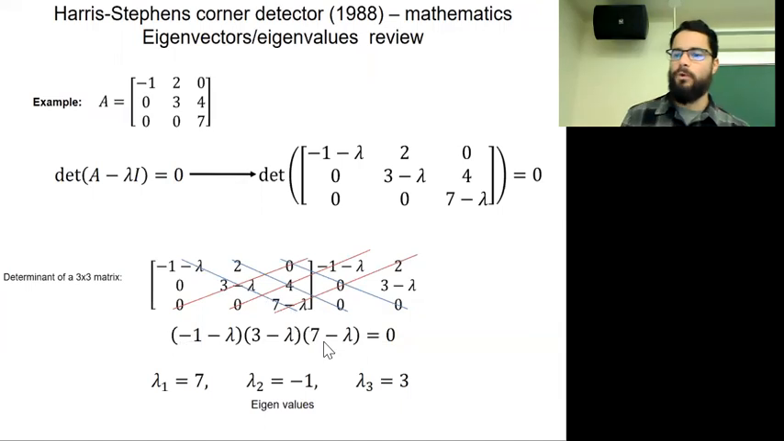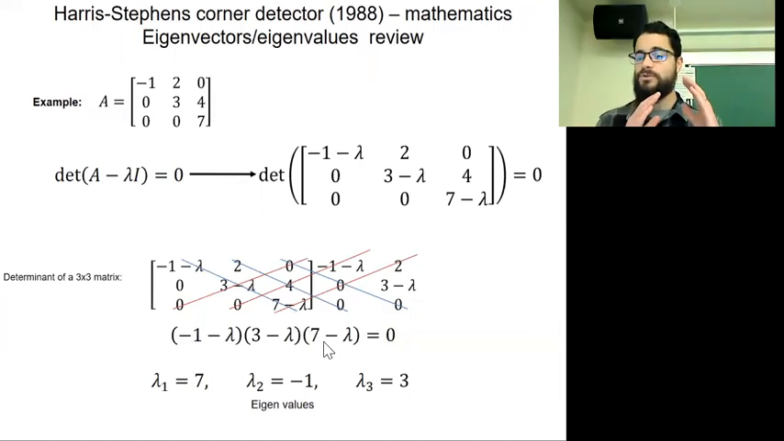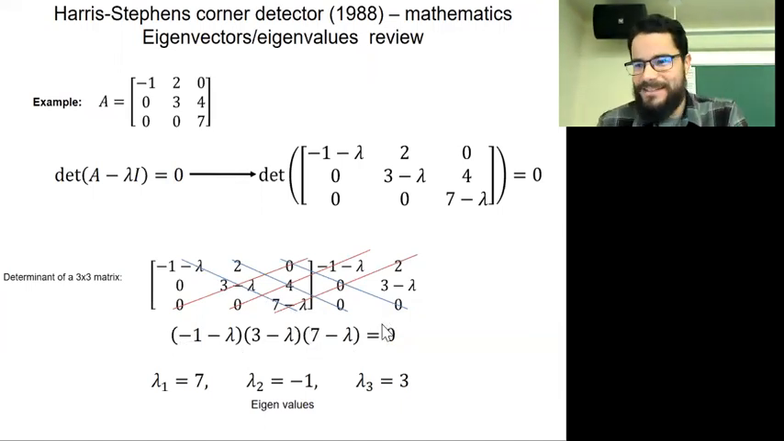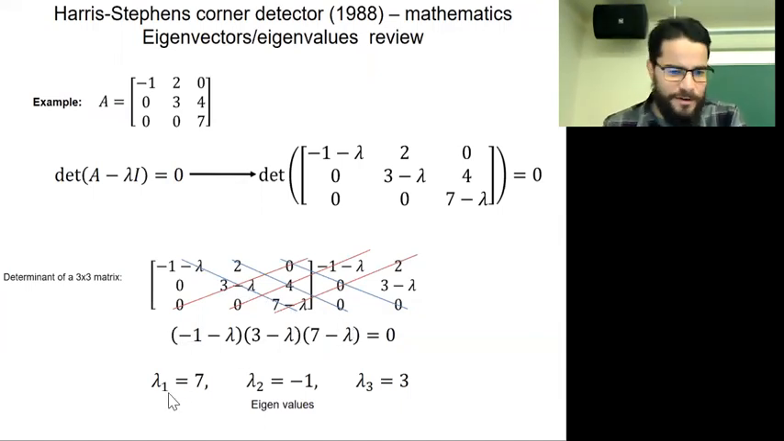And since we are working with a 3x3 matrix, we are expecting 3 different values for these eigenvalues, okay? In this case, it's super easy. It's not always going to be that easy to calculate them, as you know from assignment 1. So in this case, we have eigenvalues 7, -1, and 3, okay?